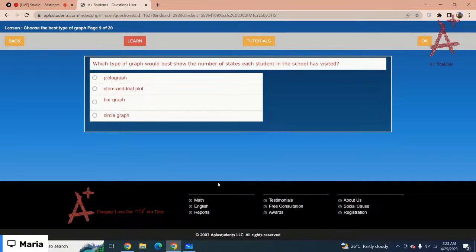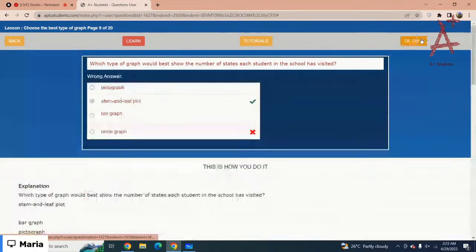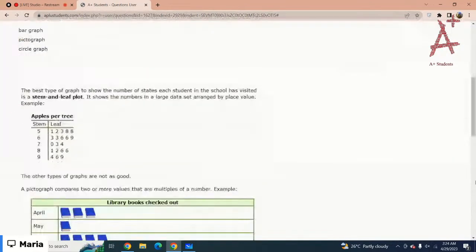Okay, let's see if this is the circle graph. I'm not sure about this one, but let's see. That is a stem and leaf plot. The best type of graph to show the number of states each student in the school has visited is a stem and leaf plot. It shows the numbers in a larger data set arranged by the place value. So yes, in this case, you can use the stem and leaf plot.